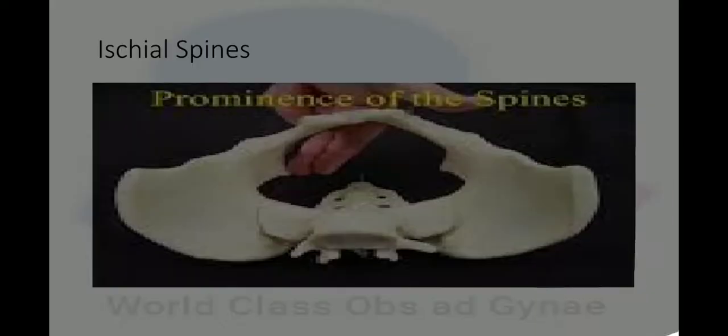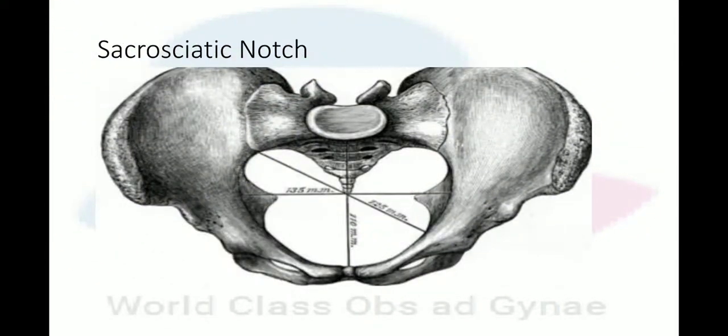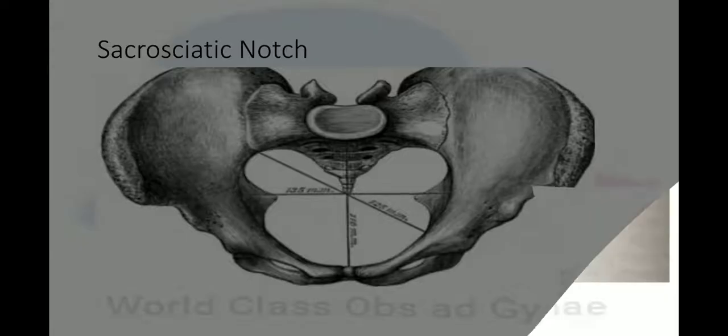Next comes the sacrosciatic notch. Now I will evaluate the sacrosciatic notch. If it accommodates more than two fingers, it is considered to be adequate. Another way to evaluate the sacrosciatic notch is to ascertain whether it is narrow and deep or wide and shallow.